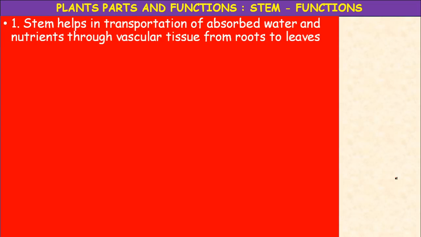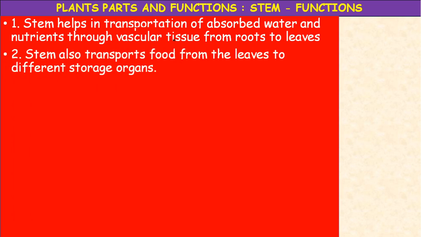Now the main functions of the stem. The stem helps in transportation of absorbed water and nutrients through vascular tissue from the roots to leaves. Whatever water and mineral salts are absorbed by the root system are supplied to the remaining parts of the plant through the stem. Stem also transports the food from the leaves to the different storage organs. What is the function of leaf? Leaf's main function is photosynthesis, to synthesize the food material. That food material which is synthesized in the leaves is carried by the stem to all parts of the plant with the help of that vascular tissue.